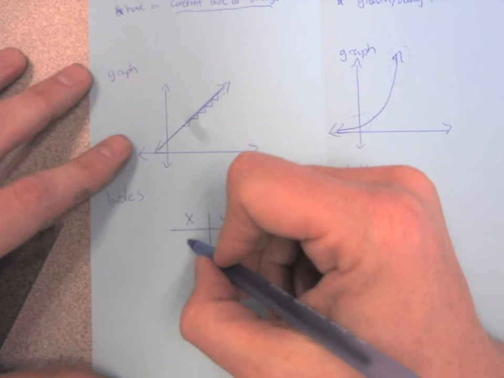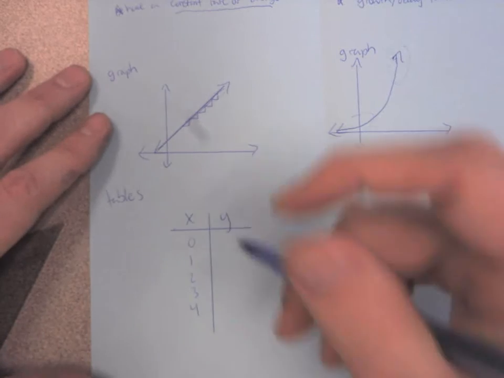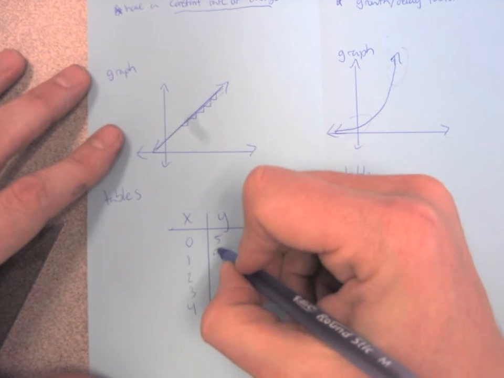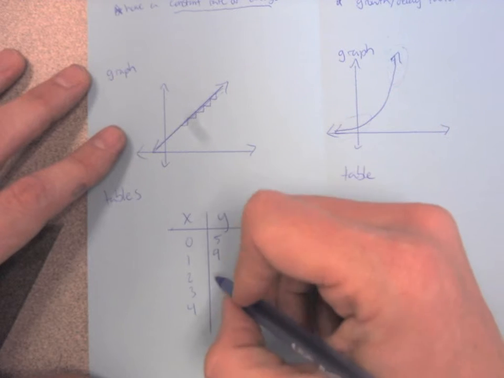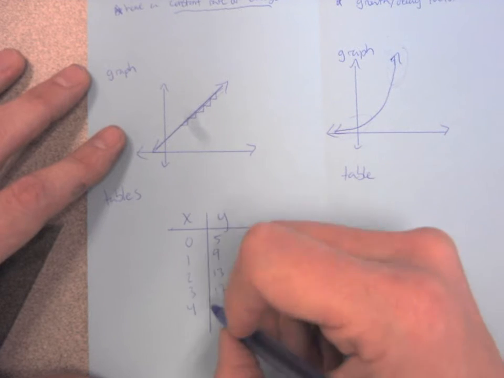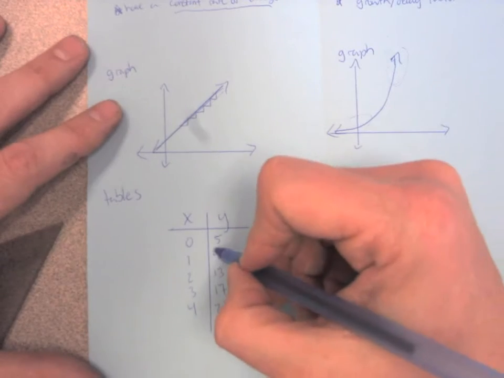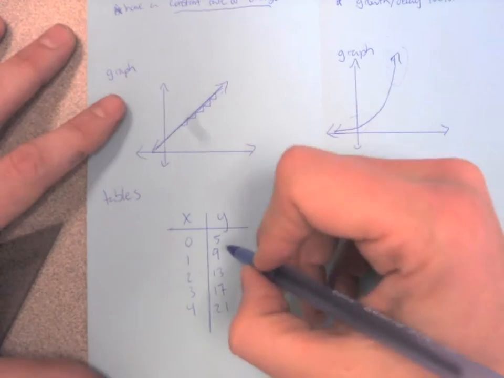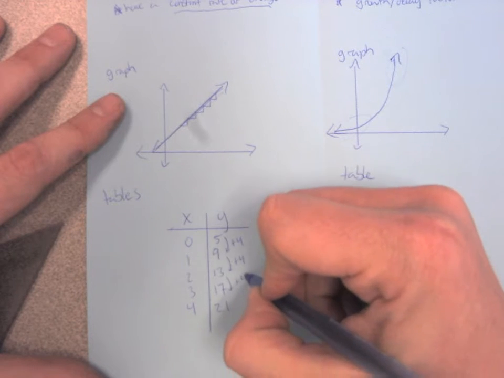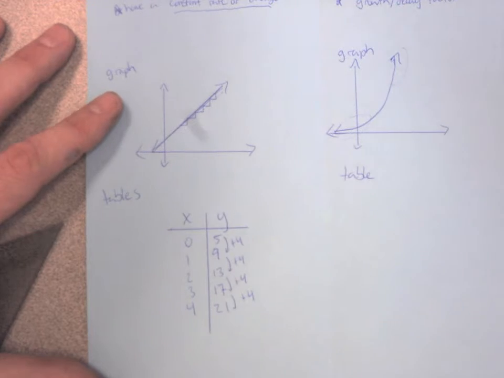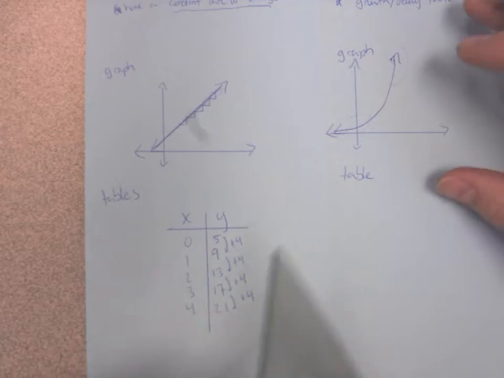Let's say I had 0, 1, 2, 3, 4. And then over here I had 5, 9, 13, 17, 21, something like that. What you see here is that there's a pattern of adding the same number every time, right? This is a +4, this is a +4, this is a +4, this is a +4, right? That's the constant rate of change. We're adding the same number every single time, okay?